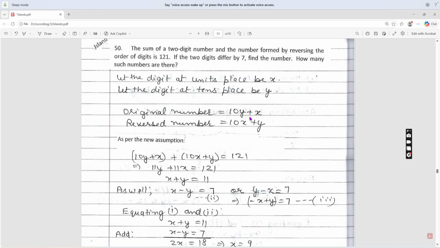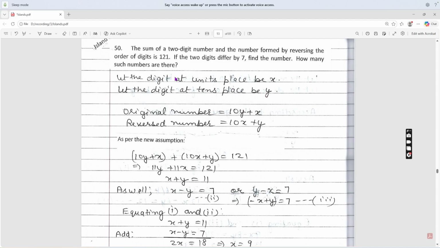Original number would be 10y plus x. That we know very well. Again, I am telling you why. Because it is the tens place. So whatever the digit at the tens place, we have to multiply it by 10. So here the digit at the tens place is y. So we are going to multiply it by 10. So we are getting 10y.